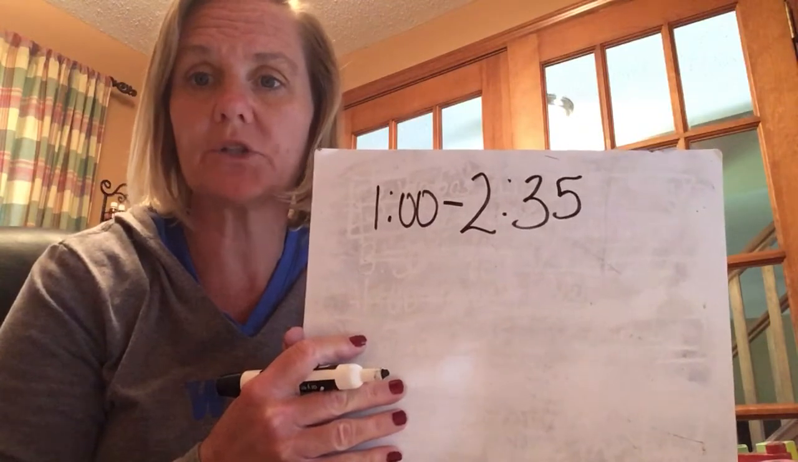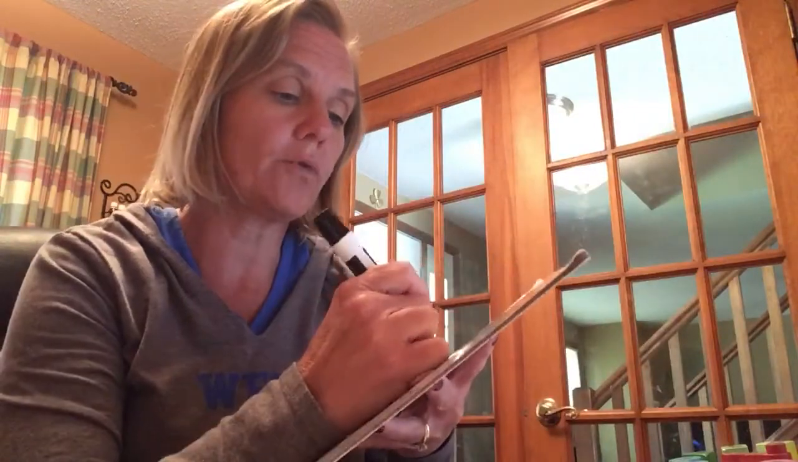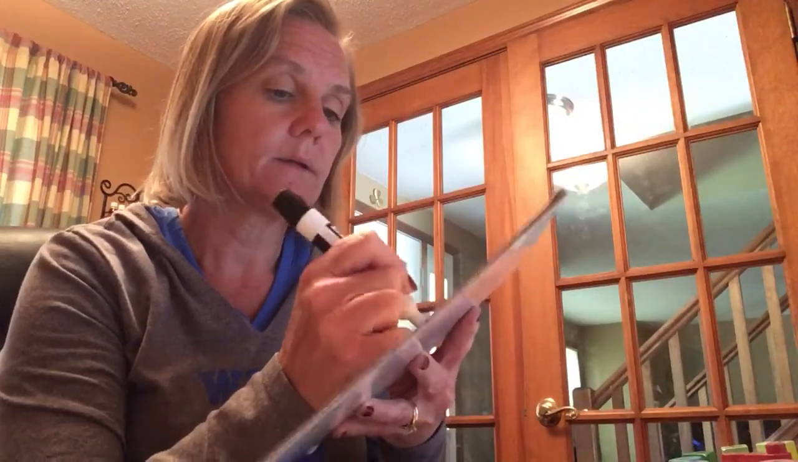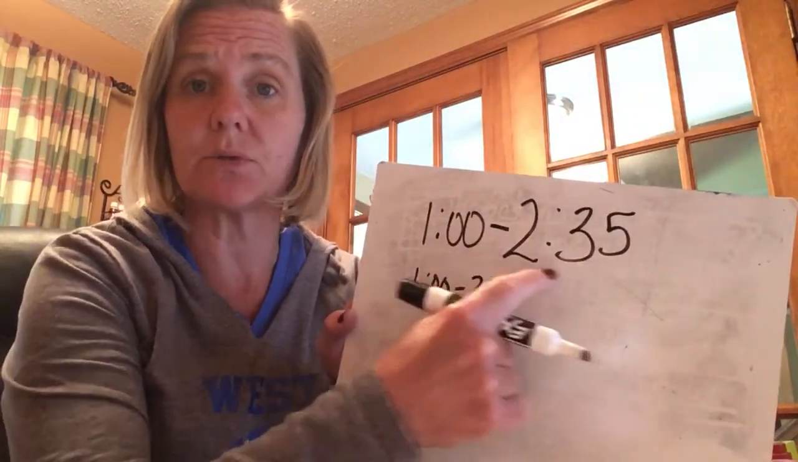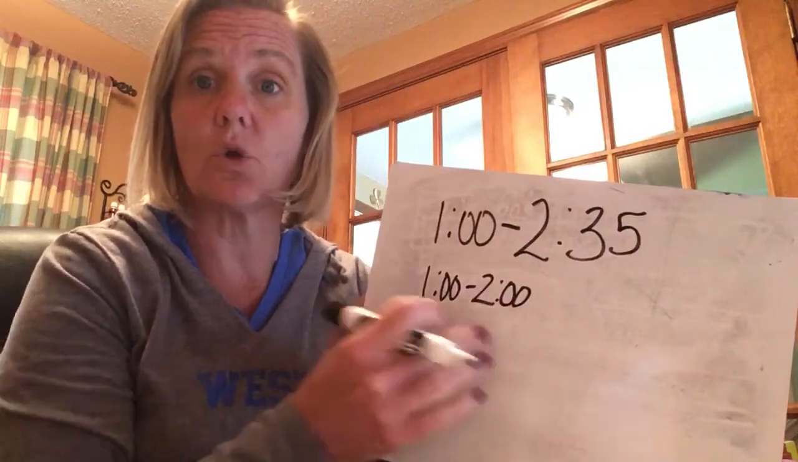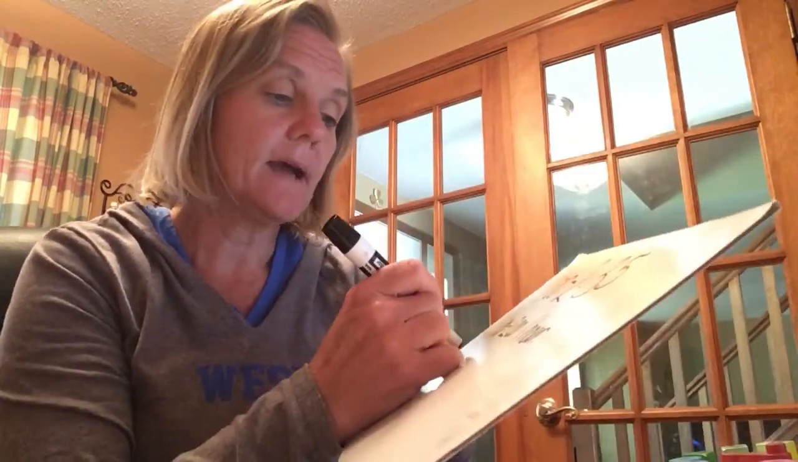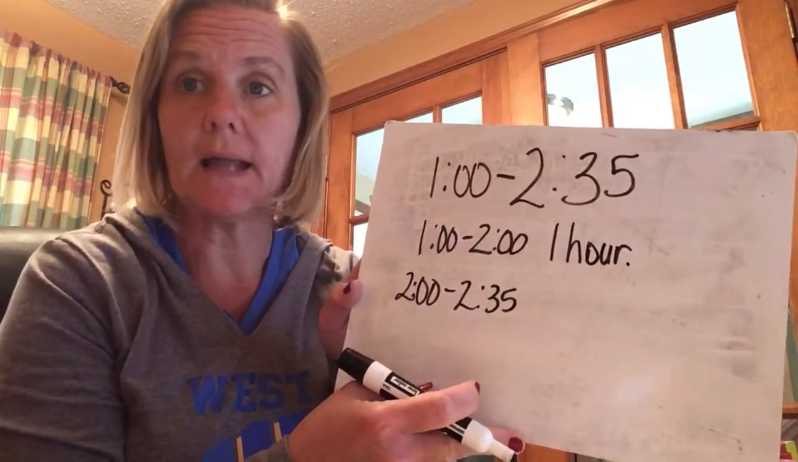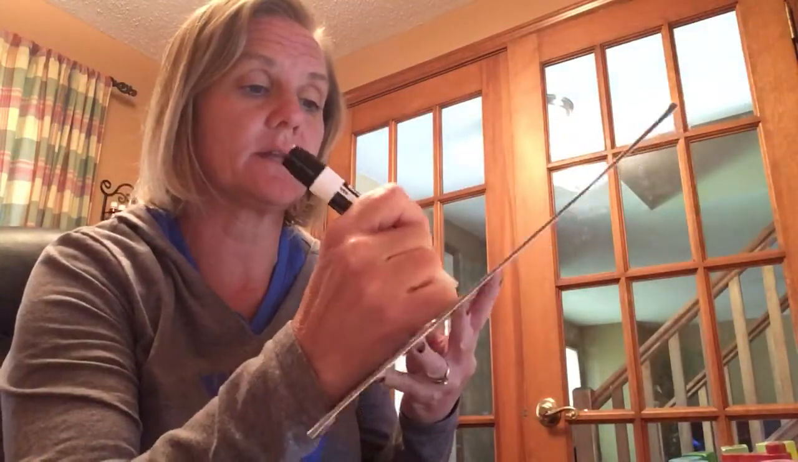So what you want to do is try to get to the hour and make sure you start with the hours here. So I'm going to go from 1 o'clock to 2 o'clock, because I know that that's 1 hour. And I know I went past 2 o'clock because it's 2:35. So 1 o'clock to 2 o'clock equals 1 hour of time. And then I went from 2 o'clock to 2:35. And how much time passed? Now it's only 35 minutes because I went from 2 o'clock to 2:35. So that's 35 minutes.